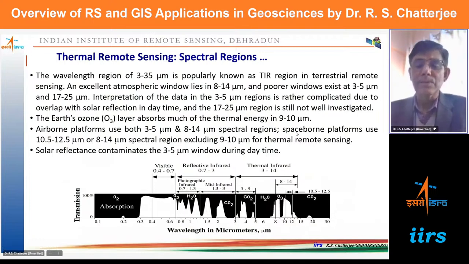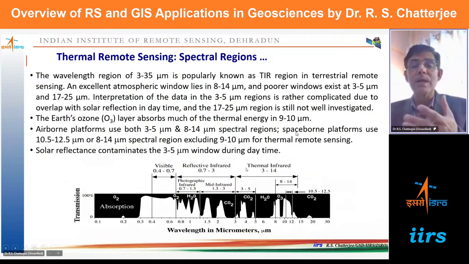And most importantly, this 8 to 14 micrometer wavelength region is very important for terrestrial thermal sensing. Why? Because at the ambient temperature of the Earth surface, the maximum radiation from the Earth surface happens around 10 micrometer. That we'll discuss tomorrow in the thermal and microwave remote sensing lecture.